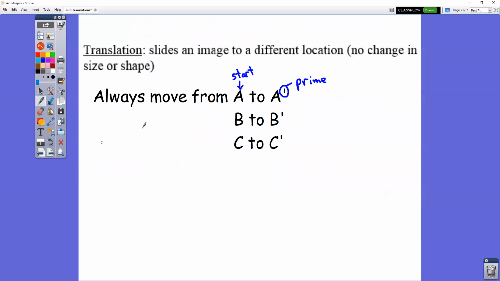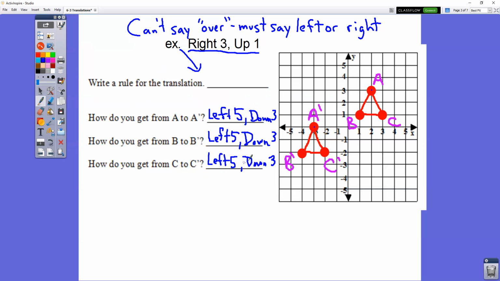Remember that the shapes have to stay the same size because there's no change in the shape or the size. So all 3 points are going to move all together at the same time. Do you have to find each one? No, you just have to find one of them because all of them are going to be the same. If they weren't the same, take a look at what would happen.